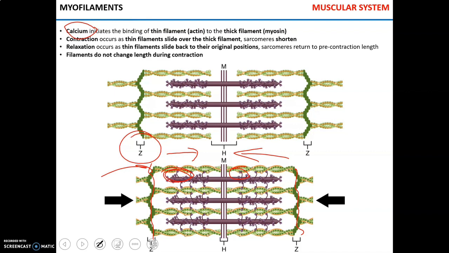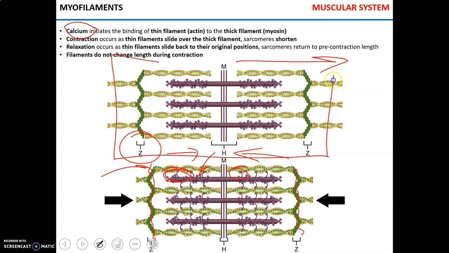When muscle relaxes, the heads of the myosin separate from actin. Actin filaments slide back from the center line to the sides. Sarcomere returns to the pre-contraction length, and muscle essentially relaxes. What's important to understand is that during contraction, filaments themselves do not become shorter or longer. It's the sliding that makes a whole sarcomere change its size.